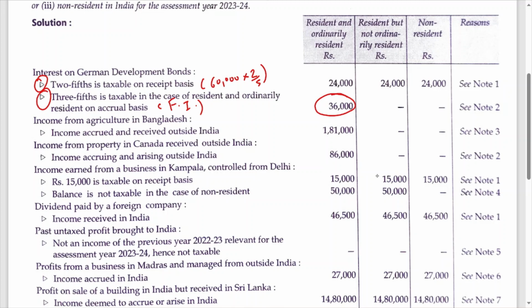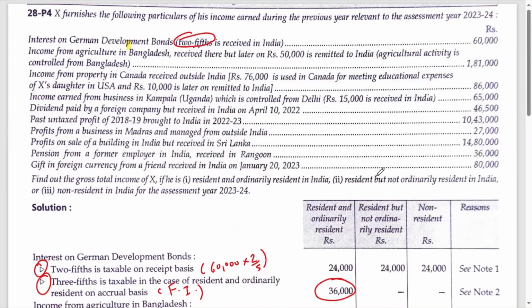Now the second point that we have to discuss is income from agriculture in Bangladesh received there. So this information is very important for us. It is agricultural income received there. That means what? It accrues or arises outside India and is also received outside India. On the basis of this information we can make out that it is a foreign income.